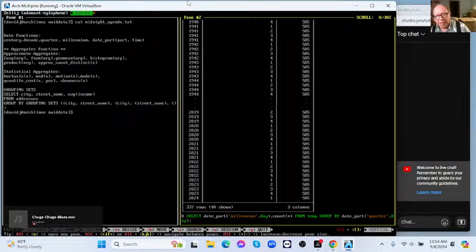Here's a question for you: how can I clear the screen in DuckDB? Let's ask ChatGPT that if we can.